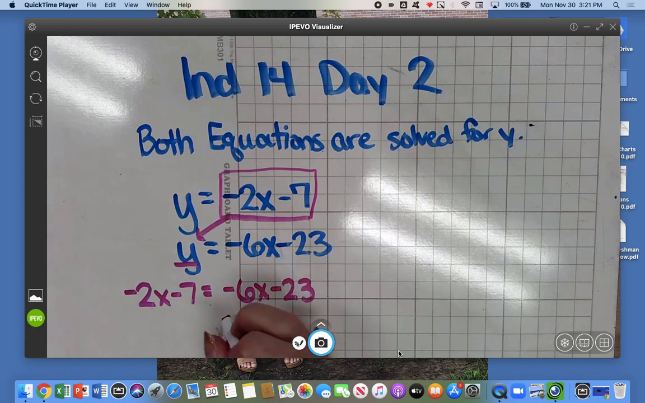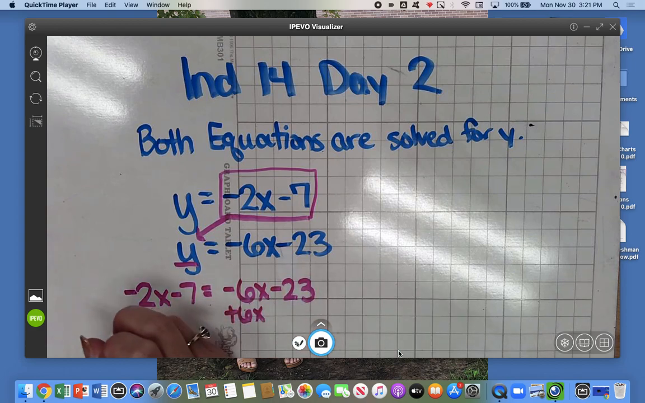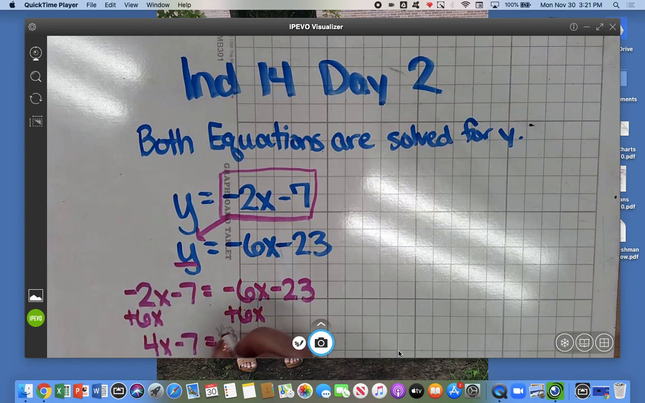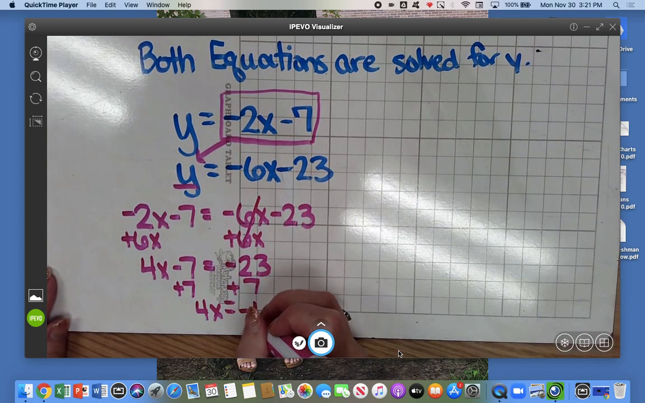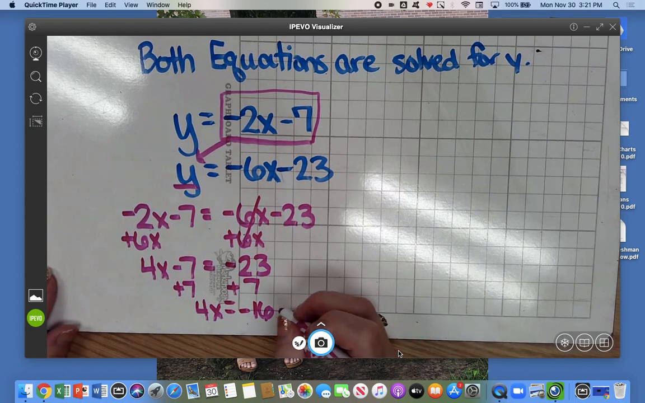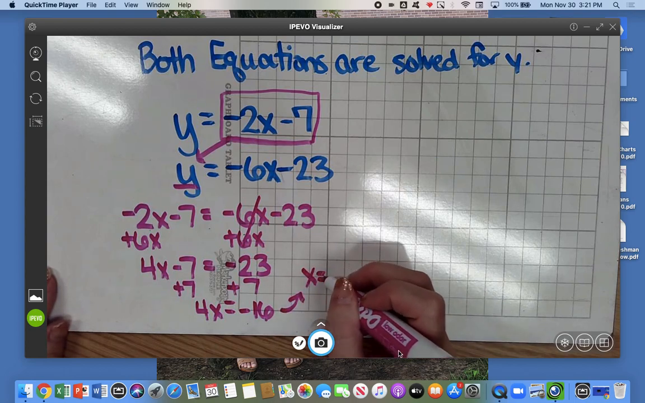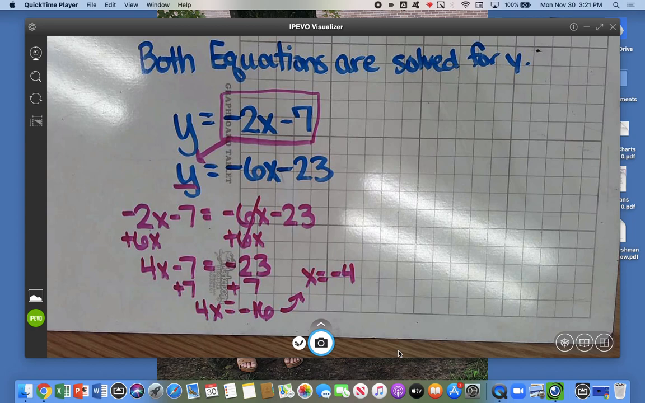All right, so now we can solve it. I'm going to add my 6x over to the left-hand side, and we get 4x minus 7 equals negative 23. Add my 7 over, and I get 4x equals negative 16. And then I'm going to divide. I'm going to run out of space, so I'm going to write my x value after I divide, because I'm dividing both of those by a positive 4, so I get negative 4.